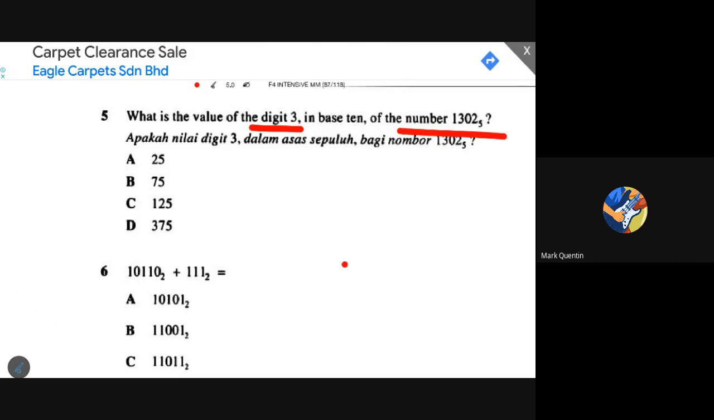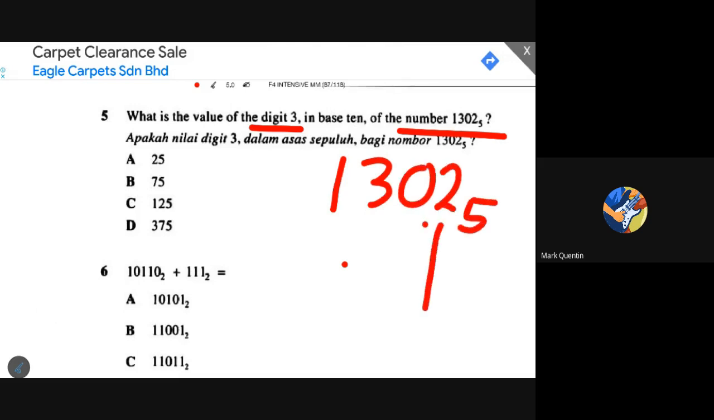Jadi majority menang. So what is the value of digit 3 in base 10 in the number 1302 base 5? Okay guys. So first of all, untuk soal macam ni kamu kena kenal pasti kedudukan. You have to identify the position of the digit. So can you tell me guys, 2 ni kedudukan apa? What is the place value we give for number 2? Yes, very good. Always start with 0 guys. Jangan confuse. Mungkin kamu akan kata mula dengan 1, tapi bukan. We always start with 0 in base number.